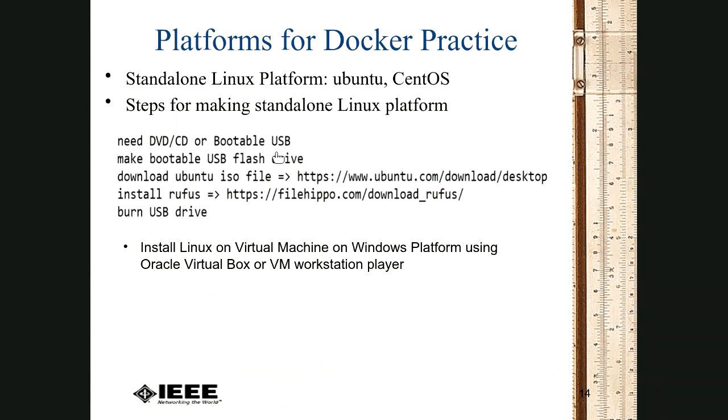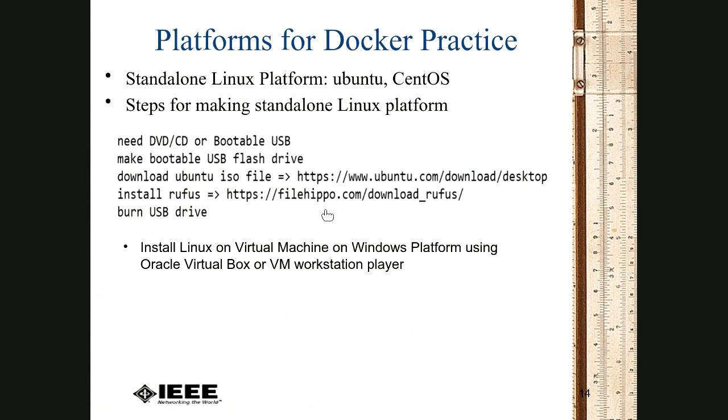CentOS is the same as Red Hat. Red Hat is the professional operating system that costs money, but CentOS is exactly the same as Red Hat. The CentOS image is available on the internet. You can search "CentOS image download" and get it. Secondly, you can have Ubuntu, or Solaris, or other Linux flavors. But the good one is Ubuntu.